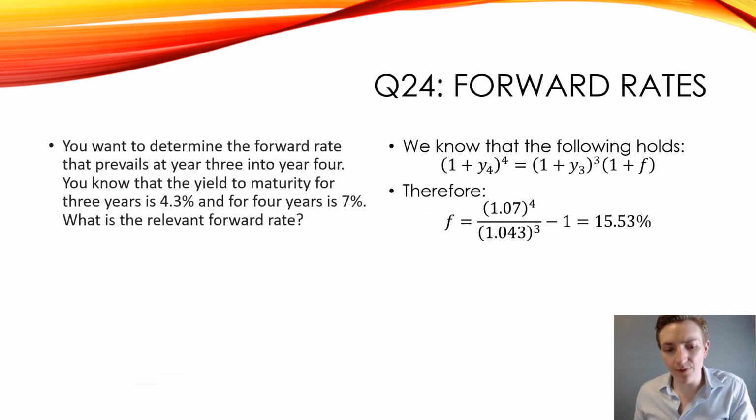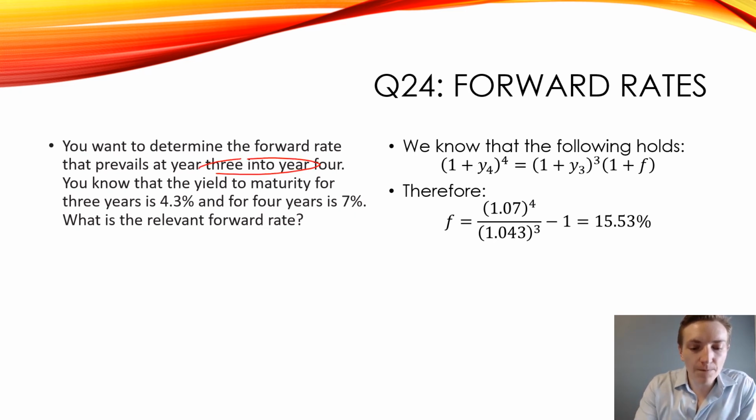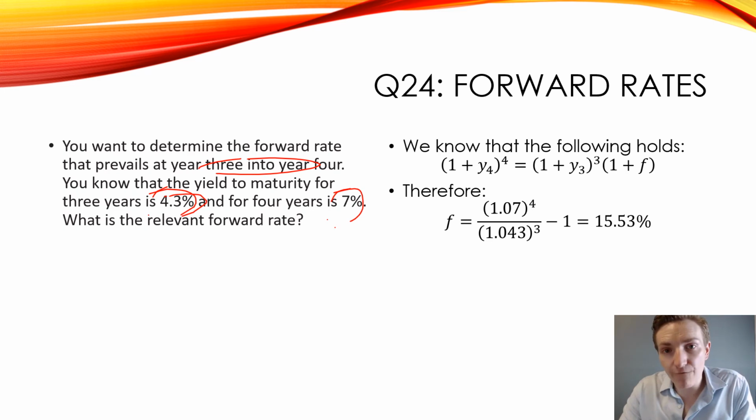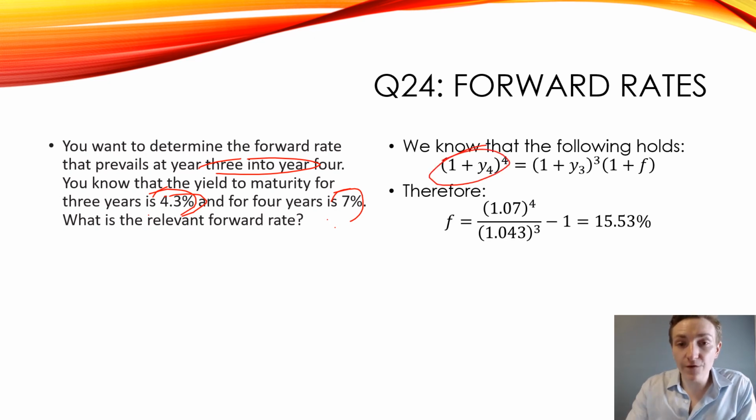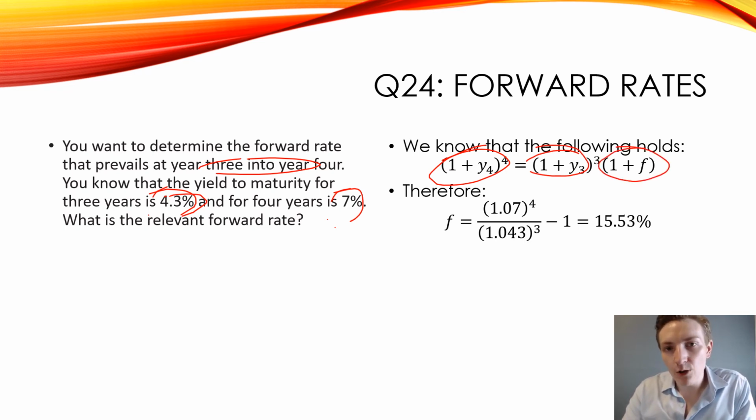Now here we're being asked about forward rates. It says here, you want to determine the forward rate that prevails at year 3 into year 4. You know that the yield to maturity for 3 years is 4%, and the yield to maturity of the 4-year is 7%, and we need to get our forward rate. Well, it turns out there's a relatively straightforward formula that enables us to do this. We know that 1 plus the yield for 4 years to the power of 4 is equal to 1 plus the 3-year yield to the power of 3 multiplied by 1 plus the forward rate. Rearrange this equation and solve for the forward rate, and this would give you 15.53%.